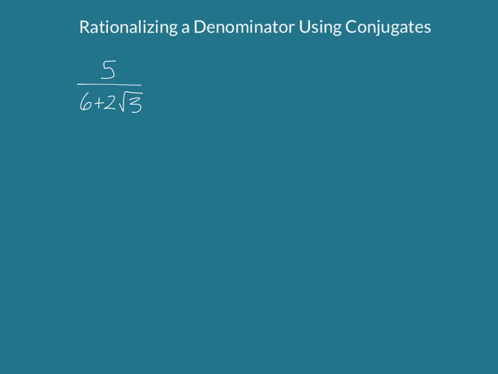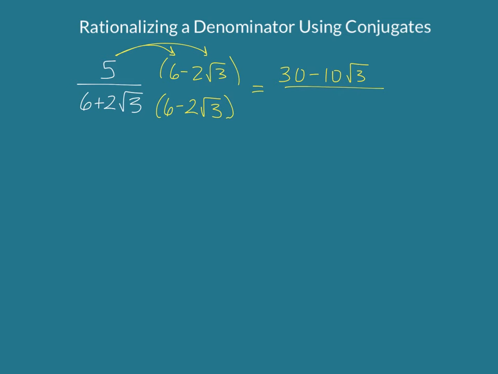All right, so in this example, what we want to do is rationalize the denominator using the conjugate of the denominator. So we are going to multiply both the numerator and denominator by the same thing, and that is the conjugate of the denominator. So we're going to multiply by 6 minus 2 root 3 in the numerator and the denominator. So in our numerator, we'll multiply the 5 through, and we'll get 30 minus 10 root 3.